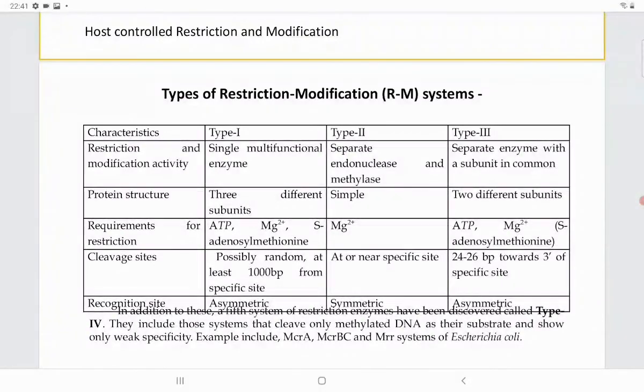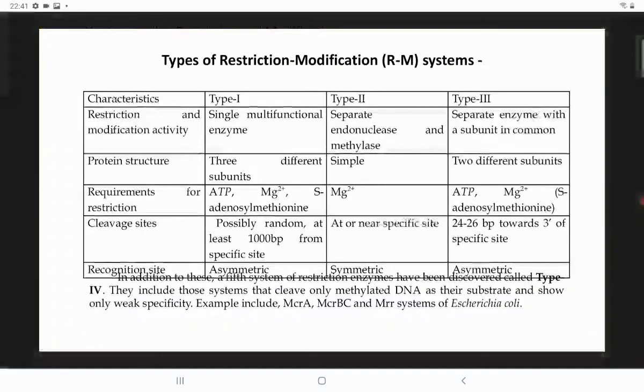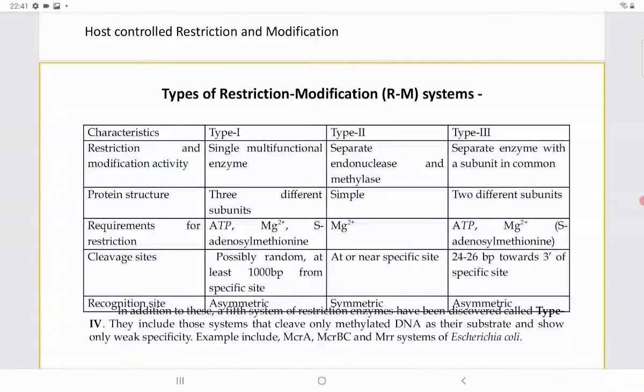Now there are three common types of restriction modification system. There is a fourth type, also called type 2s, but most of the textbooks deal with these three types of restriction endonucleases, among which type 2 is the restriction endonuclease that is used for genetic engineering because it is highly specific. It exactly cuts at the site for which it is assigned.